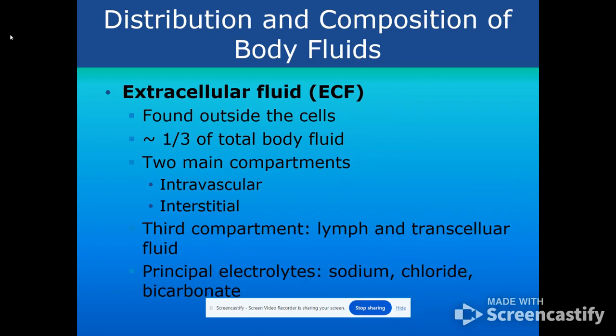So with extracellular, again, it's found outside. It's 1/3 of total body fluid. There are technically two main compartments, which are the intravascular and interstitial, and then the third compartment, which contains the transcellular, which is like the lymph fluid. The principal electrolytes within the extracellular fluid are sodium, chloride, and bicarbonate.